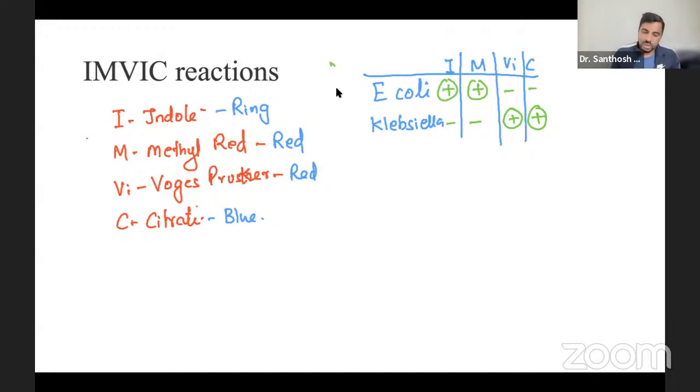Indole ring, methyl red, Voges-Proskauer, and citrate test. So this is the one thing you want to write. IMViC reactions are basically four biochemical tests to differentiate a few bacteria. That's all. That's much only. Nothing much you're going to talk about there. Yes. Now next.